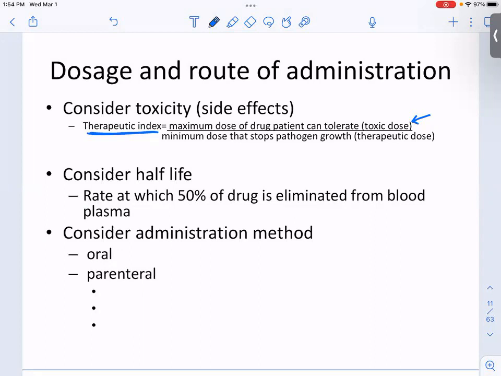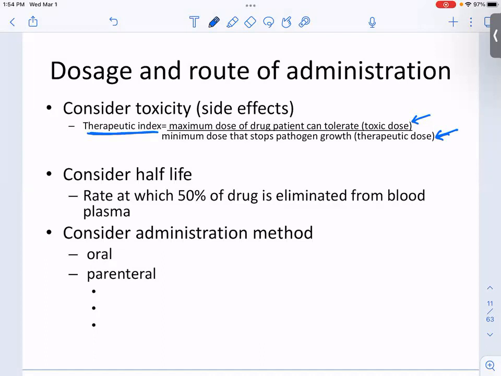Okay, so for a cancer drug, a patient might lose their hair. That's a toxic side effect. We consider that safe or acceptable because we're trying to save somebody's life. If you took a drug for an ear infection and it made your hair fall out, that's an unacceptable side effect. So again, the toxic dose is whatever point the side effects become unacceptable, and you compare that to the dose that's necessary or the concentration that's necessary in order to kill the pathogen.